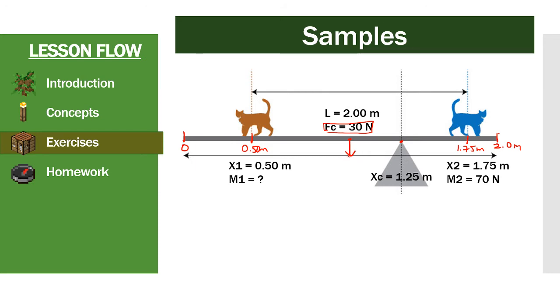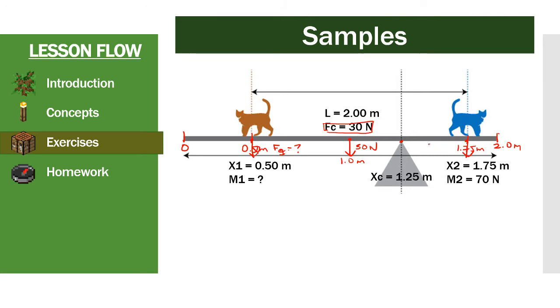So we know this to be at the position 1.0 because that's the exact center, and it exerts a force downward of 30 newtons. Let's just clean up my drawing a little bit. So the 0.50 meter mark, and you don't know the weight, so I should relabel that as F1. As for this one, you know that this cat is 70 newtons, and he is at 1.75 meters.